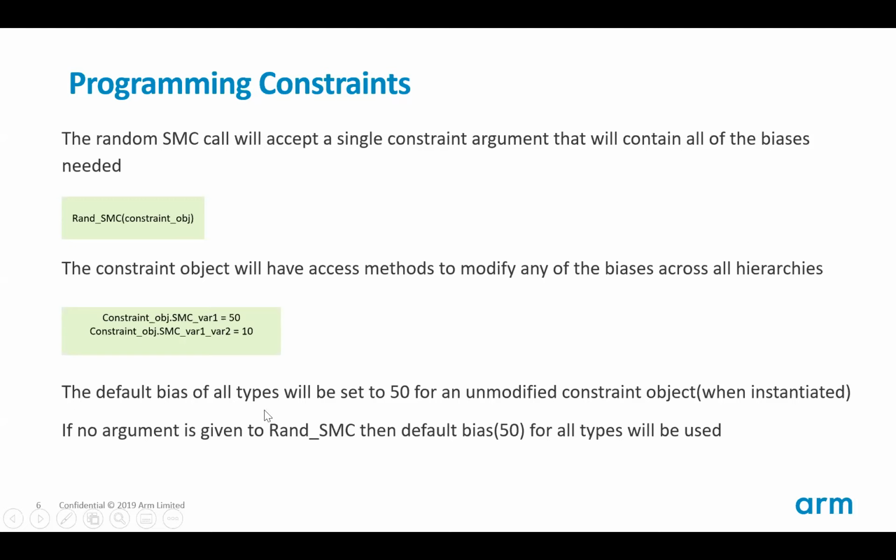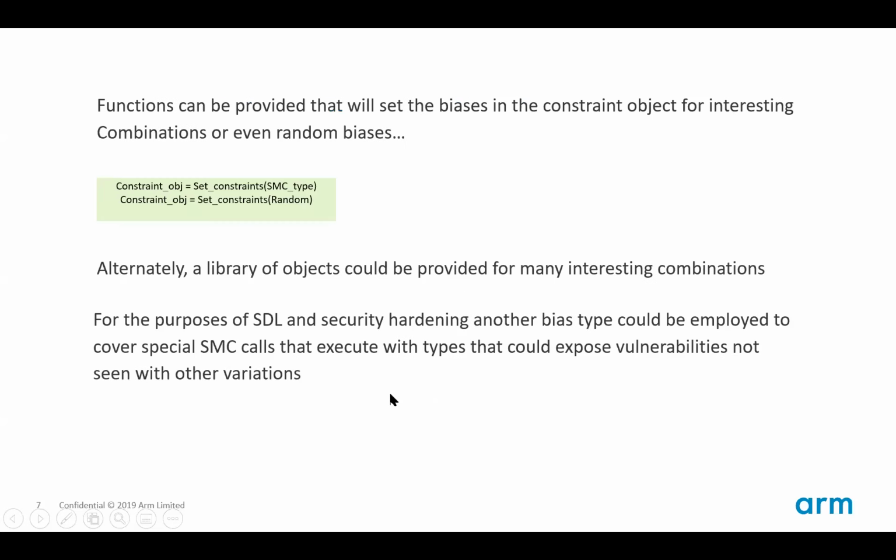So this line here with the default biases will be set to 50. That might be deprecated. I'm not sure. We may change that.